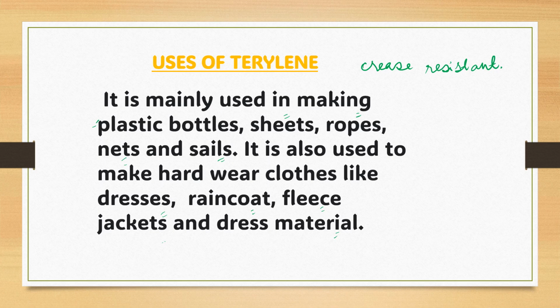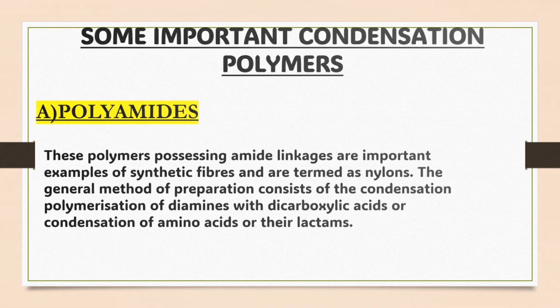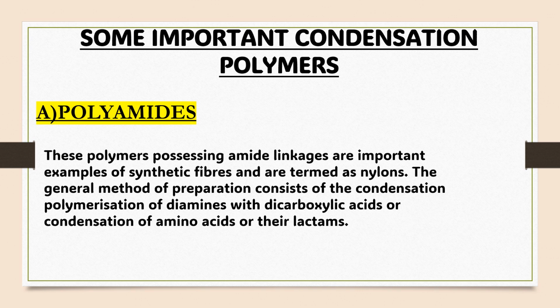Now next we will study some important condensation polymers. First is the polyamides. So what is a polyamide? The compounds which contain the C double bond O N H functional group are called amides. Polyamides are examples of synthetic fibers and are termed nylons.